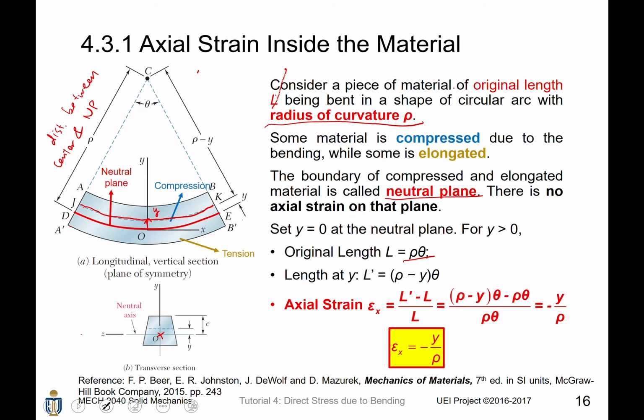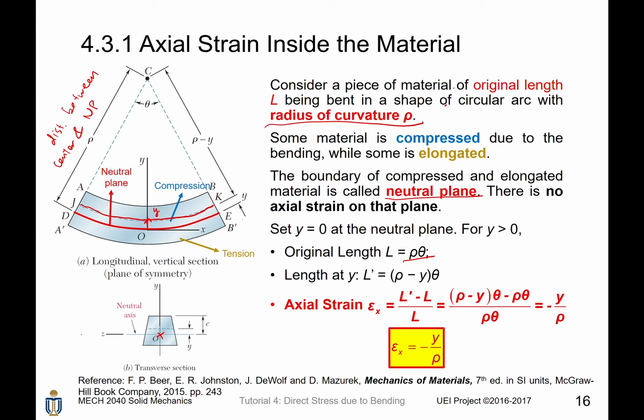That is, the distance from the center of the curvature to any position y is given by ρ minus y. So the length at any position y is given by L prime equals ρ minus y times theta. Still remember our axial strain definition, which is epsilon x equals the change of length divided by the original length. The change of length is L prime minus L divided by L, which equals (ρ minus y) theta minus ρ theta divided by ρ theta. The answer is minus y divided by ρ.